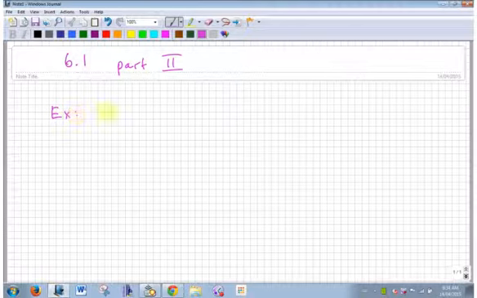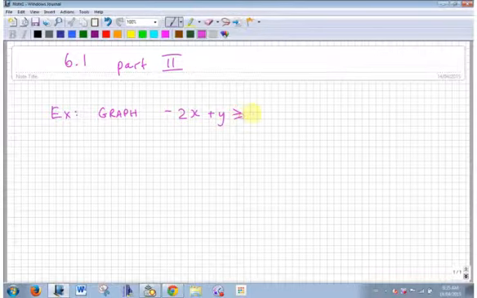Example. Very similar to yesterday. So, if you were confused, pay attention. Graph minus 2x plus y is greater than or equal to 2. Okay, I want to graph that. But it's not a line. It's like a shaded section.